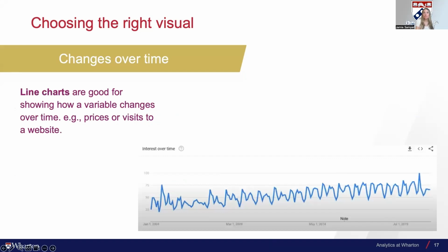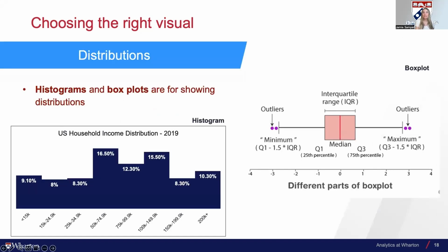To show changes over time, a line chart is a really great option. So think of things like change in prices or change in visits to a website. To show the distribution of a variable, histograms and box plots are really great options.